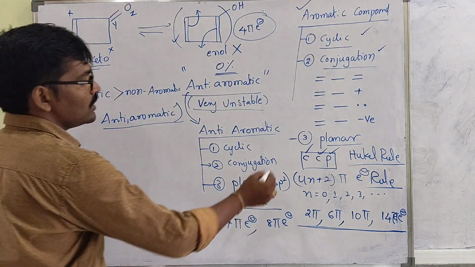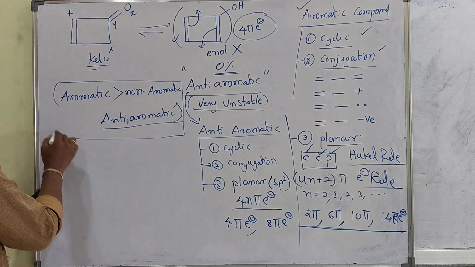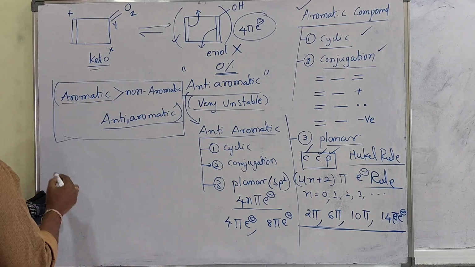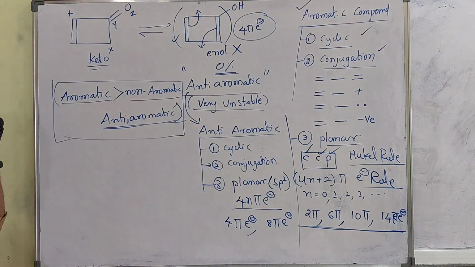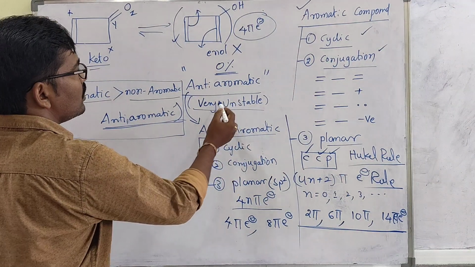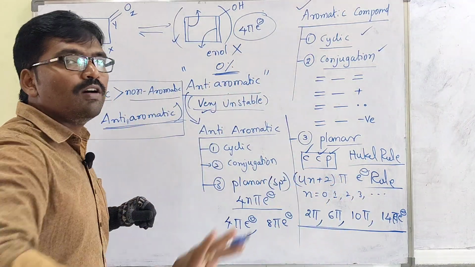So that's what it is, anti-aromatic. I told the order, right? What is the order? Sir, aromatic compounds are more stable than non-aromatic as well as anti-aromatic compounds. Sir, the anti-aromatic compound is very unstable. It won't form enol formation.